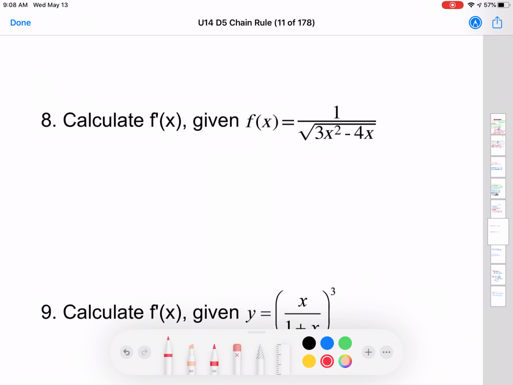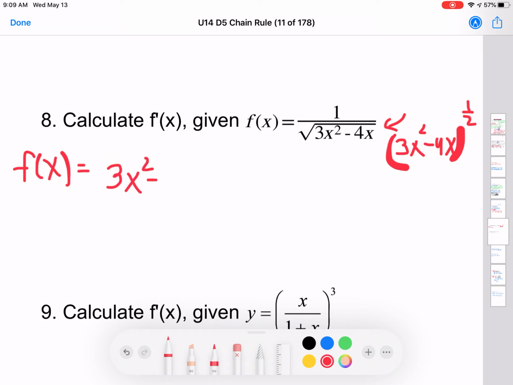Okay, 8, another radical one. Let's clean it up. Okay, so look, we're going to clean this up. We know that this is going to be 1/2 power, right? So this is really 3x squared minus 4x to the 1/2 power, but we're going to bring it to the top. So it's going to wind up being 3x squared minus 4x to the -1/2 power.